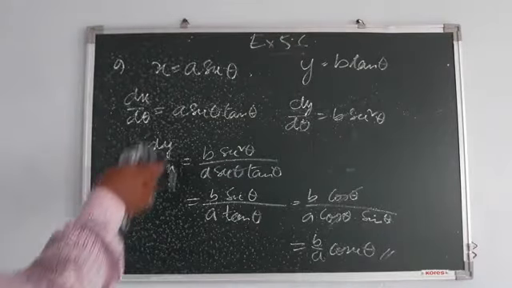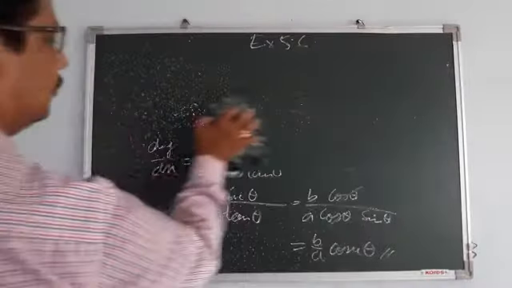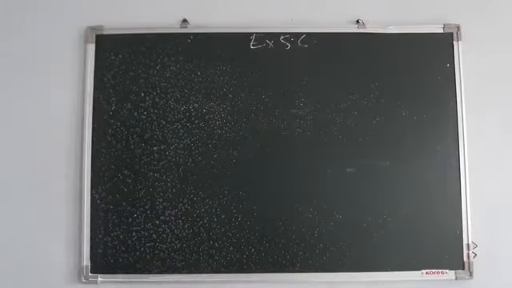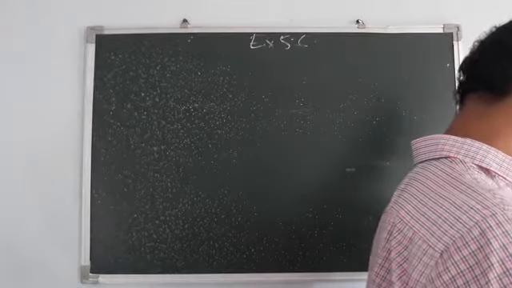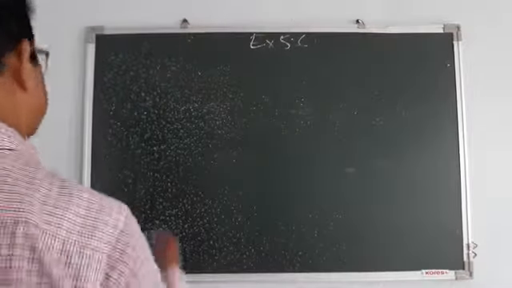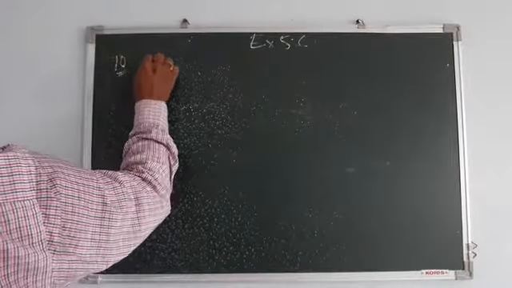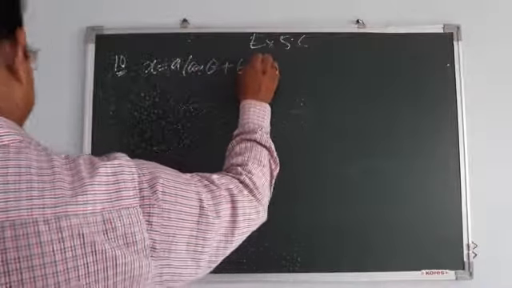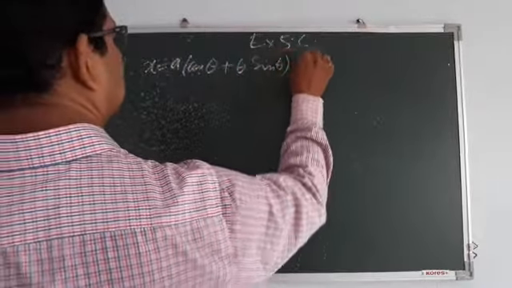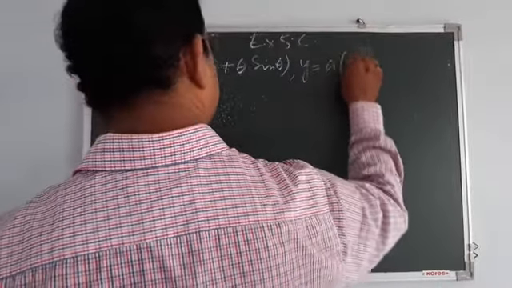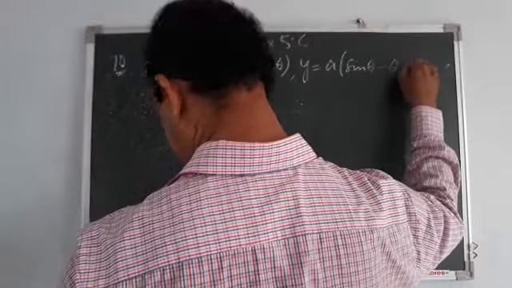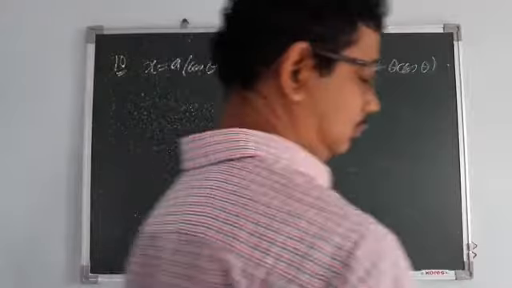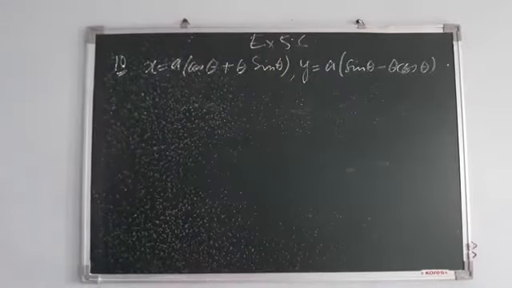Now we will move to question number 10. Question number 10, it is given like that. x is equal to a cos theta plus theta sin theta. y is what? a sin theta minus theta cos theta. This is our question. So see how to do. Of course, here theta is variable. We will use theta as the parameter.